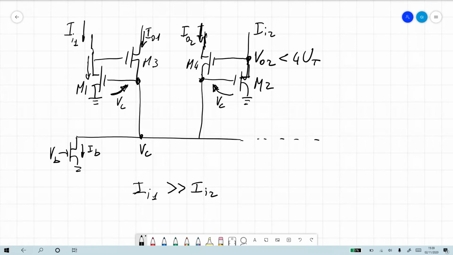So what's the outcome of that? What is IO1 and IO2?